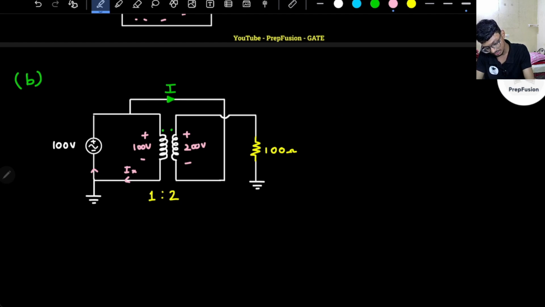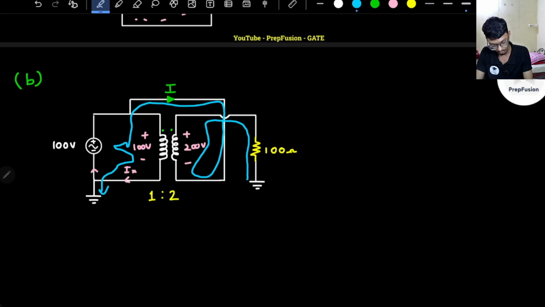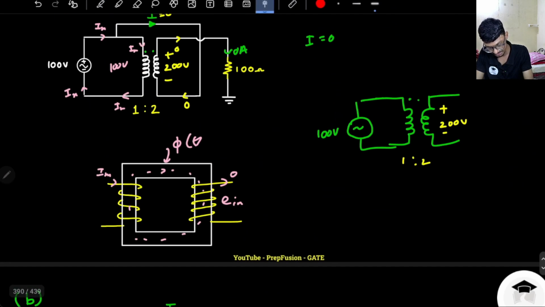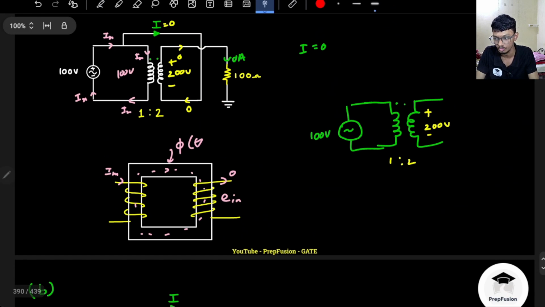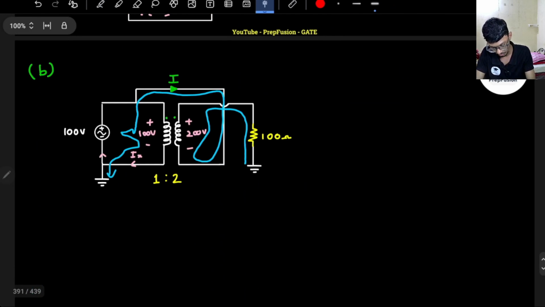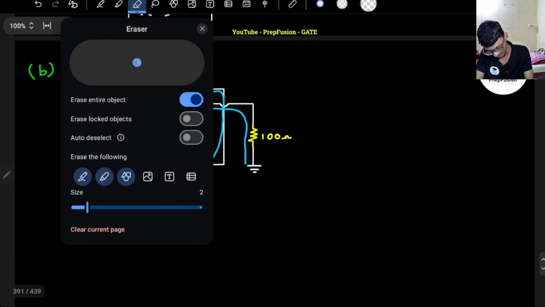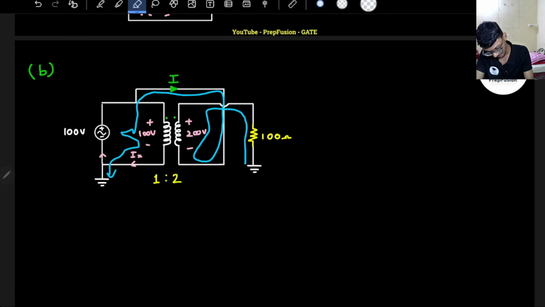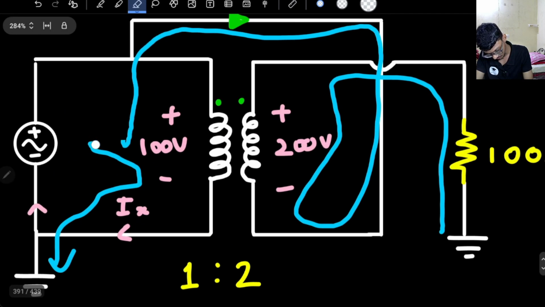Now I will use KVL. I will apply KVL, start from here, go from here, then here, here, and ground to ground. So I will go from here to ground, ground to ground KVL. Previously I did not have this ground path, so I was not able to apply KVL. I was not able to form a closed loop. But now I have that option. So I will go from ground to ground. This is looking very weird, so let me just remove this.